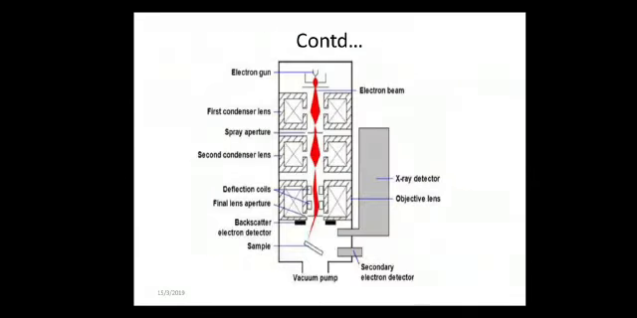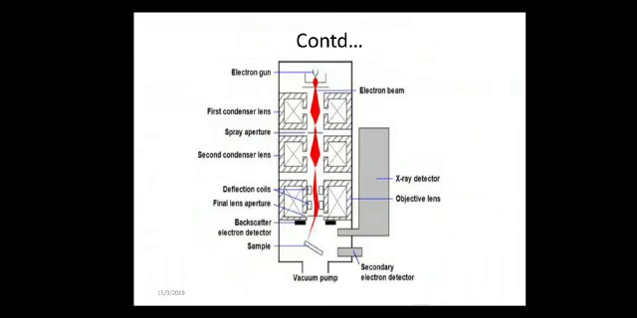You can see in this slide, at the top, the electron gun. Next to that, you can see the electron beam and the first condenser lens, then the spray aperture, then the second condenser lens, X-ray detector, objective lenses, deflection coils, and final lens aperture, backscatter detector, the sample, and vacuum pump, as well as the secondary electron detector.